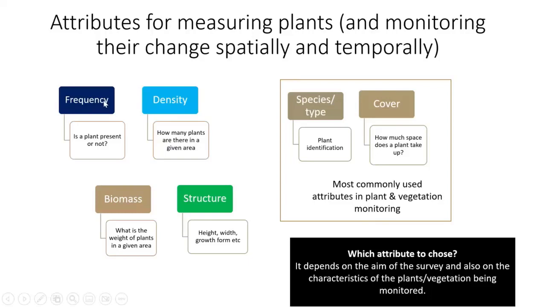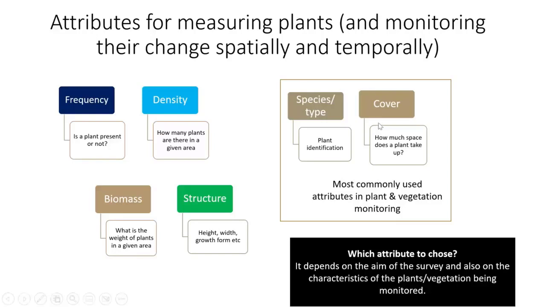Frequency, you put down lots of quadrats or plots, and you figure out in how many of those the plant would occur. Density, how many plants are there in a given area. That's generally used for woodland plants. Biomass, you cut plants and then figure out just how much weight there is, or dry matter weight, in a given area. We don't tend to look at that because that takes time and effort unless we're specifically looking at those and changes in those.